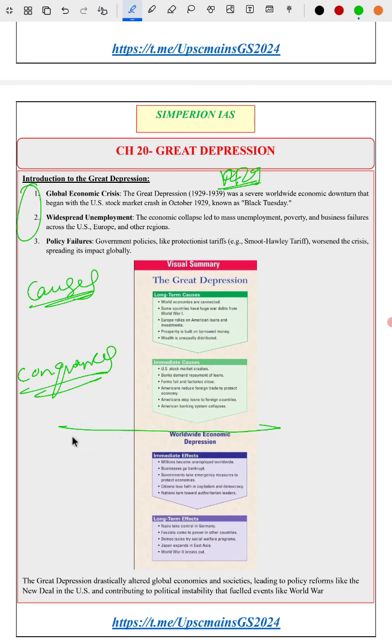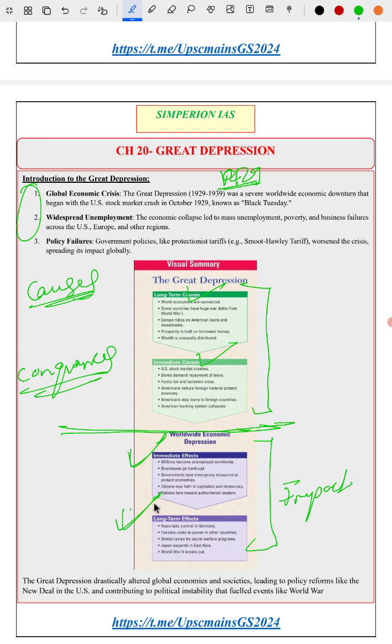In this pictorial diagram, that is a flowchart, we have discussed the causes, the immediate cause and the long-term cause. The impact we have discussed here, that is the immediate effect or immediate consequences of the Great Depression, and the long-term consequences. We have ended with the conclusion.